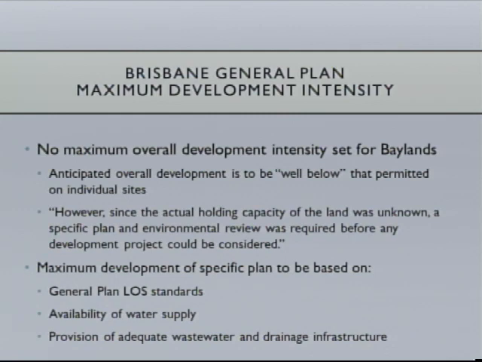So that combination of meeting roadway standards, providing water, and providing infrastructure, that is how you would set, in review of a specific plan, the overall amount of development intensity allowable within the Baylands. That's the intent of the general plan.